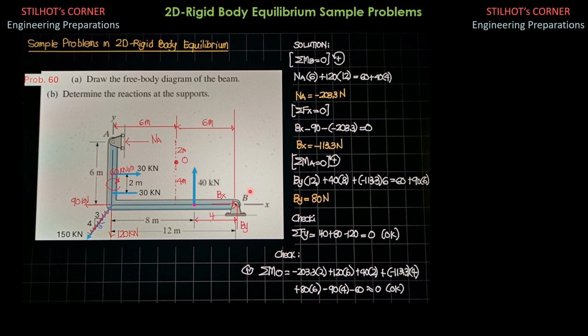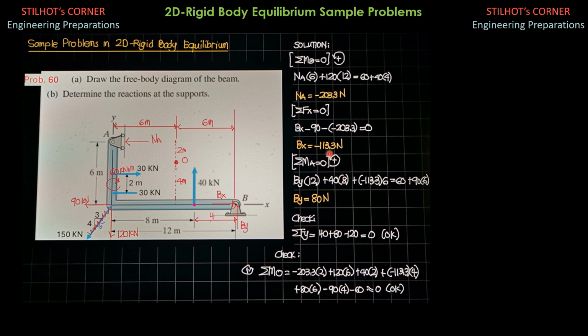So that means that BX again is wrongly directed, so it is leftward. But that's the final answer. So it's negative, meaning to say it is opposite to that assigned direction. Then finally, we have summation of moments about A equals 0 to solve for BY.